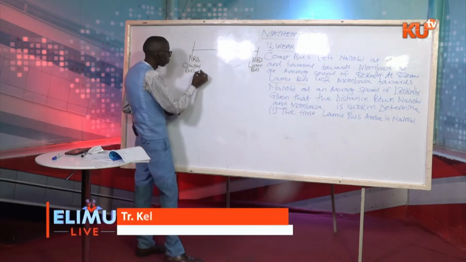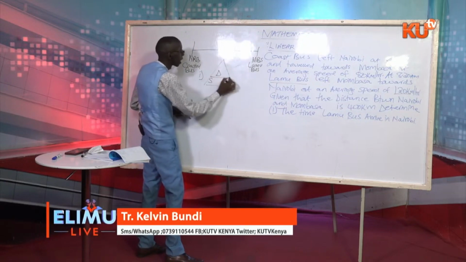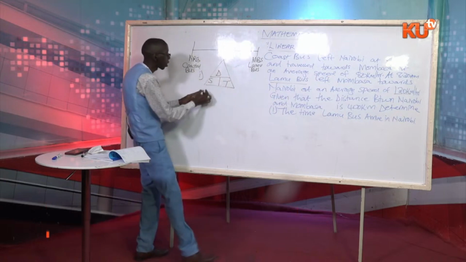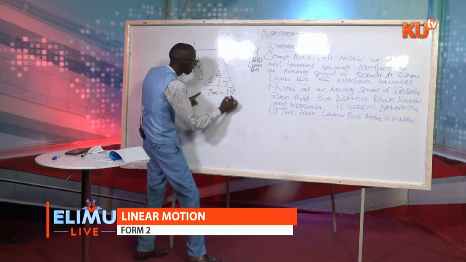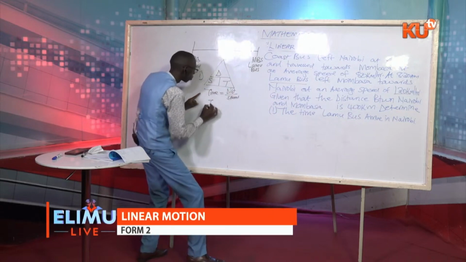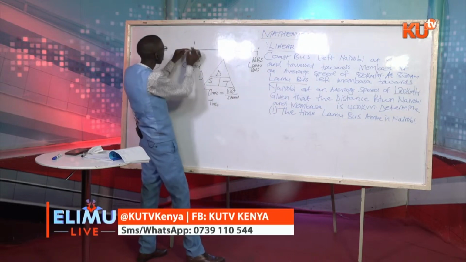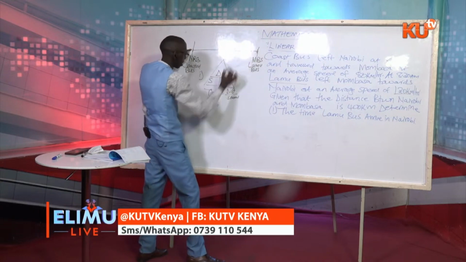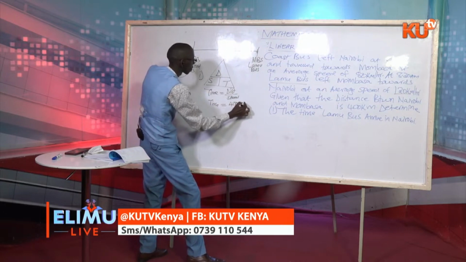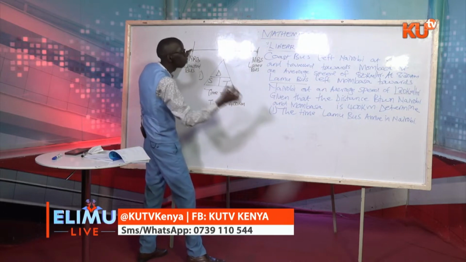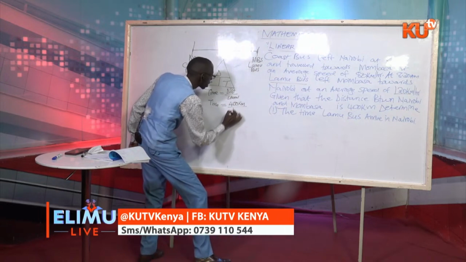That question is very simple. We know DST: time is equal to distance over speed. So we are asked the time the Lamu bus arrived in Nairobi. What is the distance between Nairobi and Mombasa? It is 400 kilometers. What is the speed of the Lamu bus? It is 120 kilometers per hour.